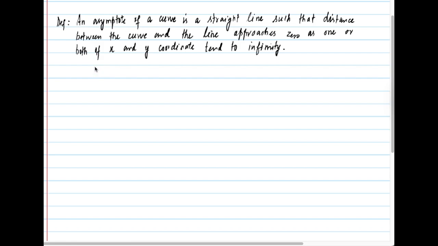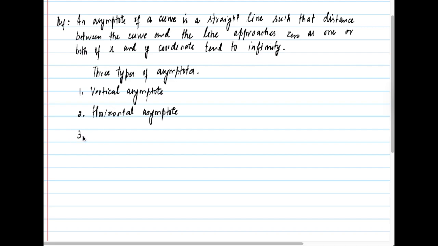Now here we first describe that there are three types of asymptotes. The first one is the vertical asymptote. The second one is the horizontal asymptote, and the third one is the oblique asymptote, which is also known as the slant asymptote. Before writing down what we mean by each of these, we shall describe all of them using one figure.